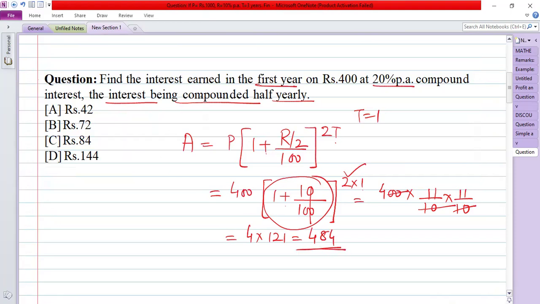But here we have to find what the interest is. So obviously, what will be the interest? The interest will be 84 rupees. Why? Because the initial amount was 400 and after 1 year it is 484. So obviously the interest will be 84 rupees.